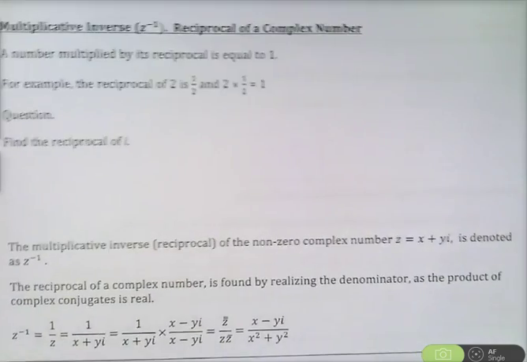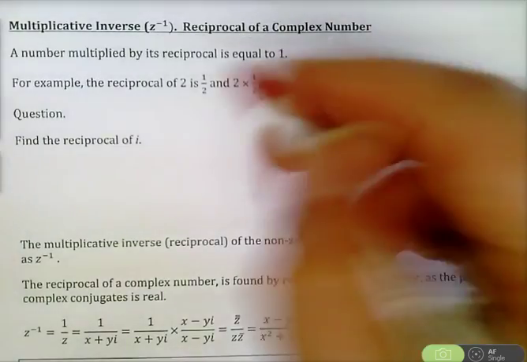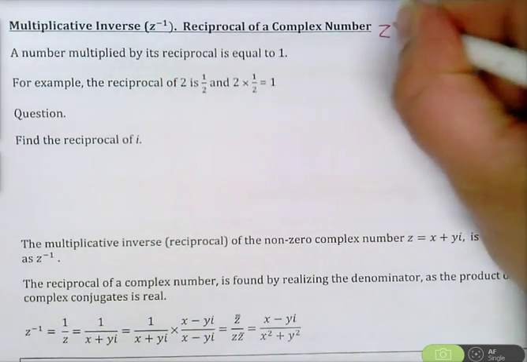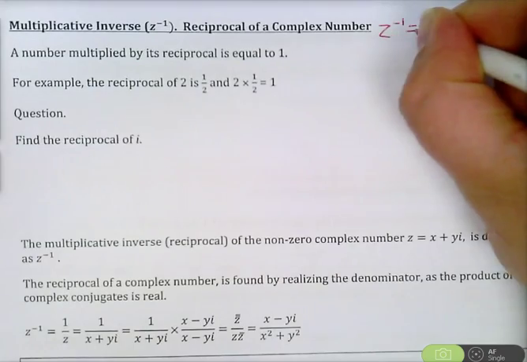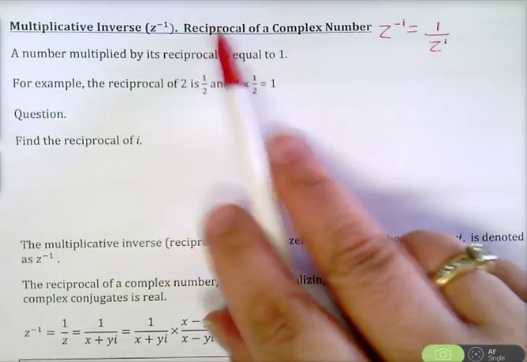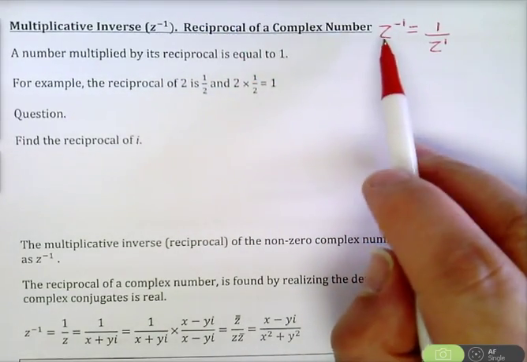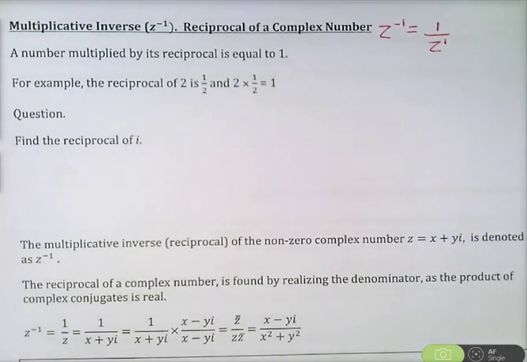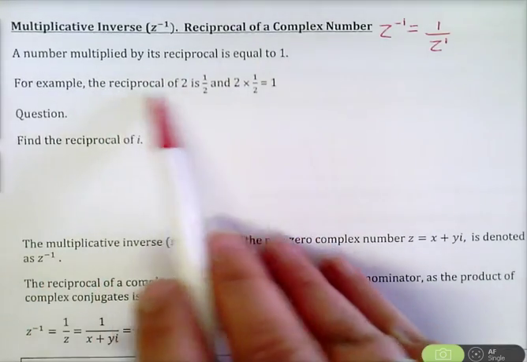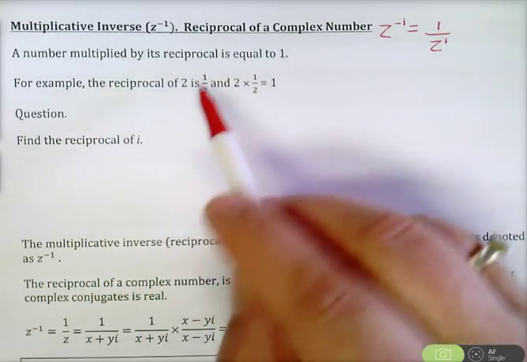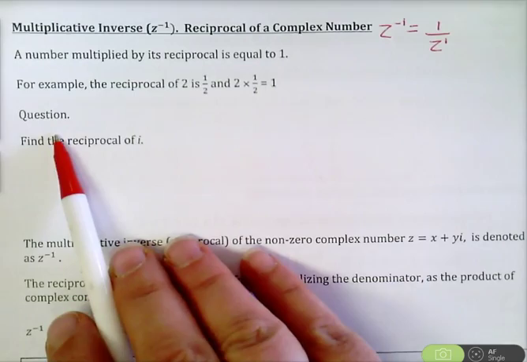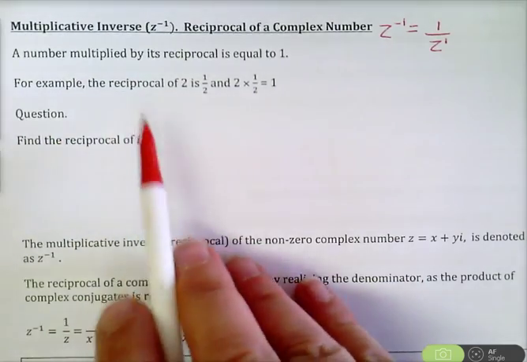Page 9, multiplicative inverse. Now this is written as z to the power of negative 1. Now we know that z to the power of negative 1 is 1 over z to the power of 1. So this is called the reciprocal. When we take anything to the power of negative 1, we're really finding the reciprocal of that number. We know that a number multiplied by its reciprocal is equal to 1. For example, if we have the number 2, its reciprocal is 1 over 2, and we know that 2 times a half is 1. So our question here is to find the reciprocal of i.